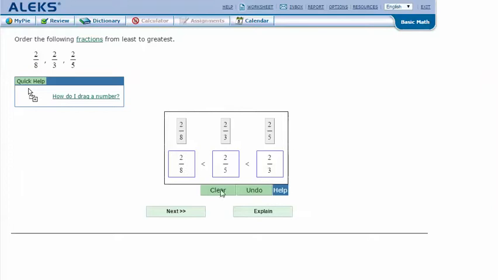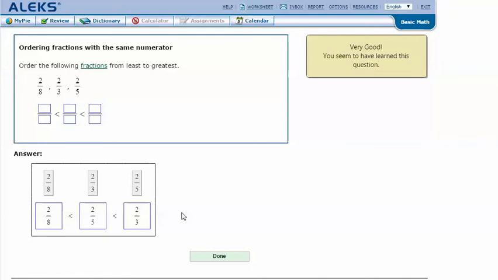Now, to check and make sure that I'm correct, I need to think about these numbers in a picture in my mind. 2 out of 8 is not very many at all. That's about 1/4. 2 out of 5 is almost half. And 2 out of 3 would be shading in all of them except 1. So 2/8 is less than 2/5 is less than 2/3. And click Next. And it says that I got the correct answer.